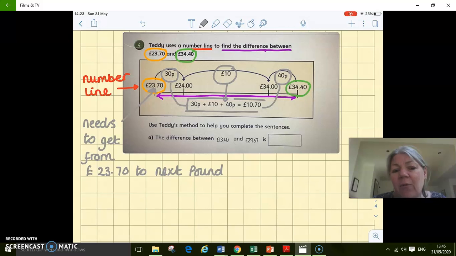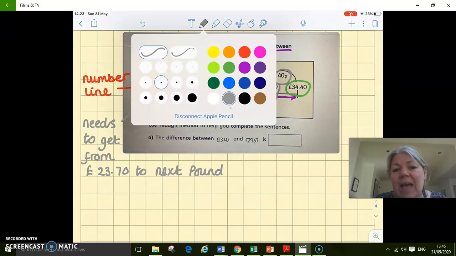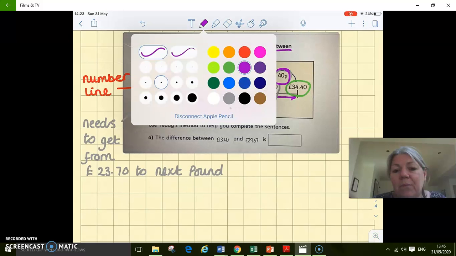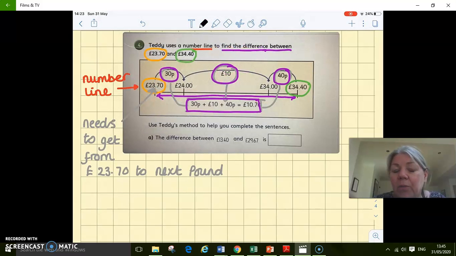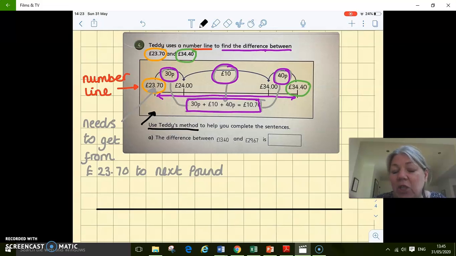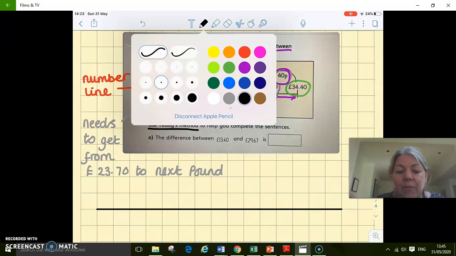To find the difference, he's added all those together to get his £10.70. So we're going to have a go because it says that we've got to use this method. So this is the method that you're going to need to complete these questions. You're going to need a number line. So we're going to have a go at doing one together. Like I said, I've changed the numbers, so I've been a bit sneaky.